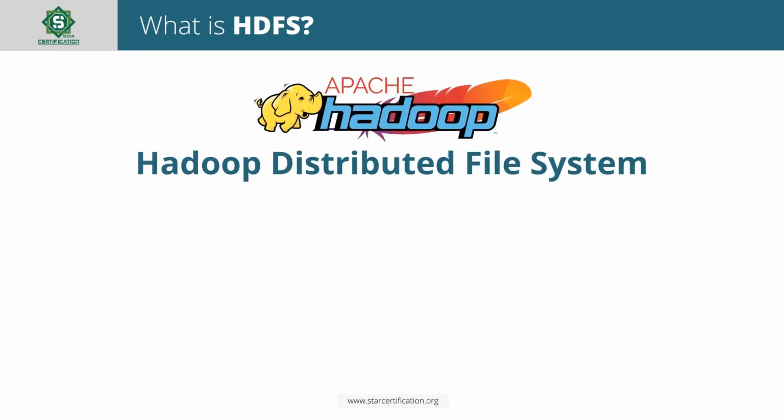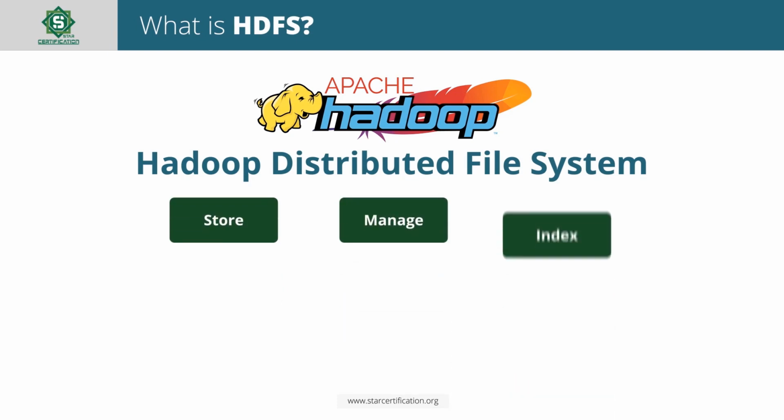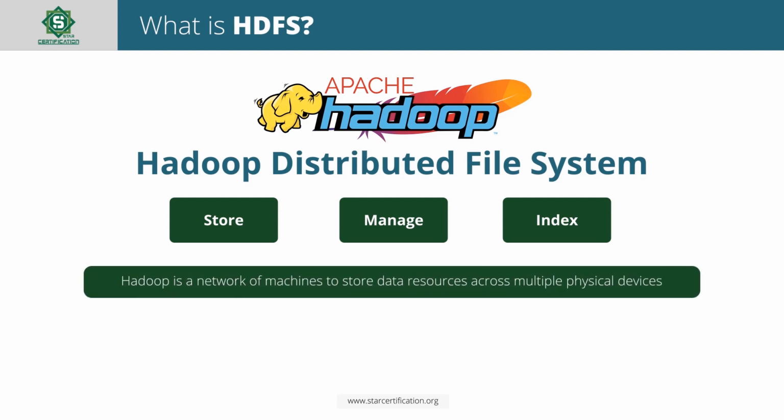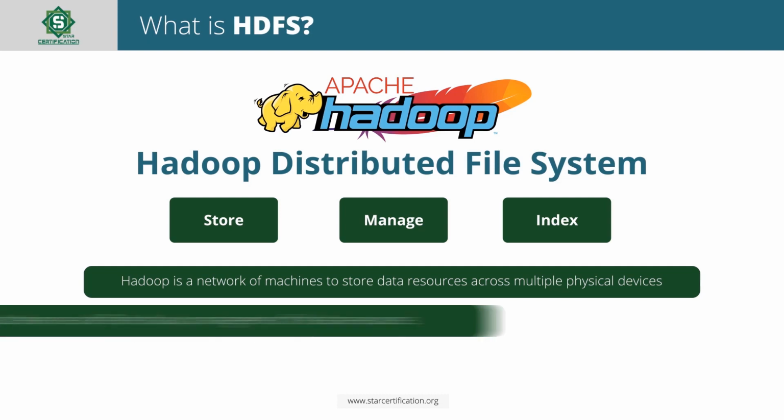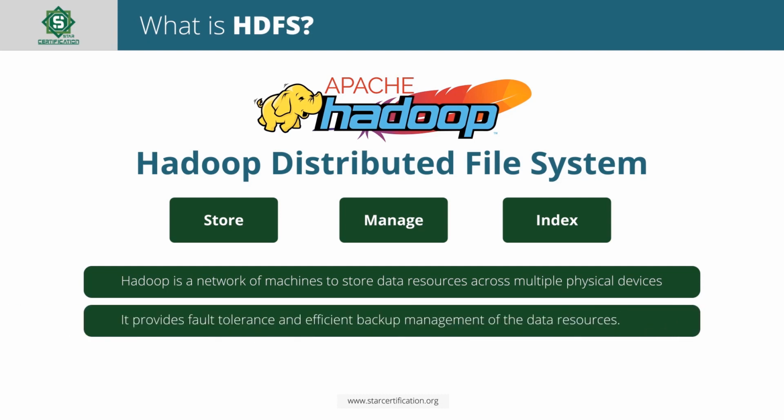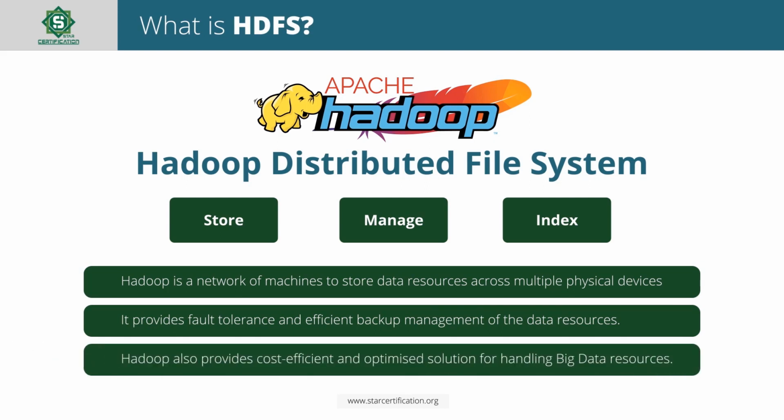What is HDFS? HDFS stands for Hadoop Distributed File System. It allows the user to store, manage, and index large data resources using the concepts of parallel and distributed computing. Hadoop is a network of machines to store data resources across multiple physical devices. It provides fault tolerance and efficient backup management of the data resources. Hadoop also provides a cost-efficient and optimized solution for handling big data resources.